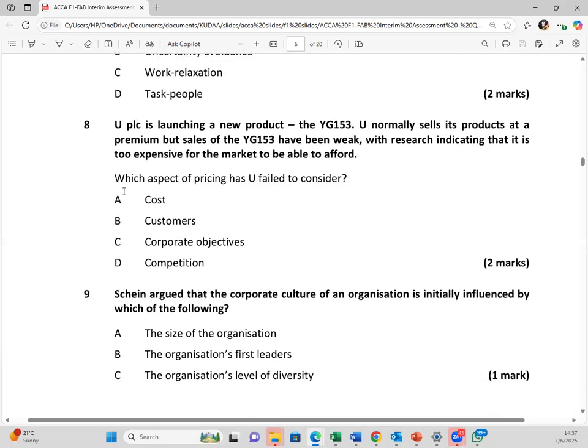U Public Limited Company is launching a new product, the YG153. It normally sells its products at a premium, but sales of YG153 have been weak, with research indicating that it is too expensive for the market to be able to afford. Which aspect of pricing has you failed to consider?